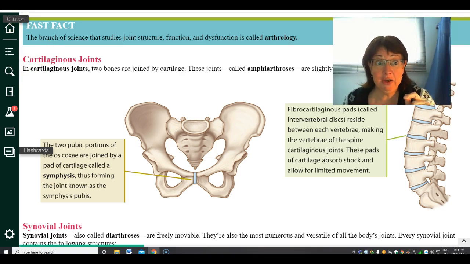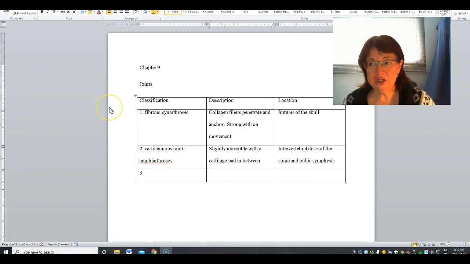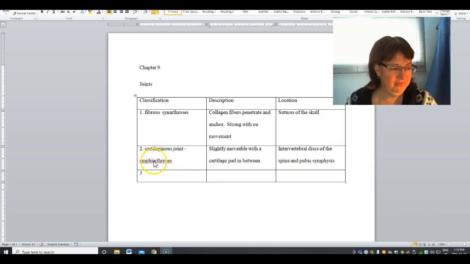Okay, so how did you do on this one? A cartilaginous joint has cartilage in it, amphi meaning both or slightly movable. Good, so that is the second type.